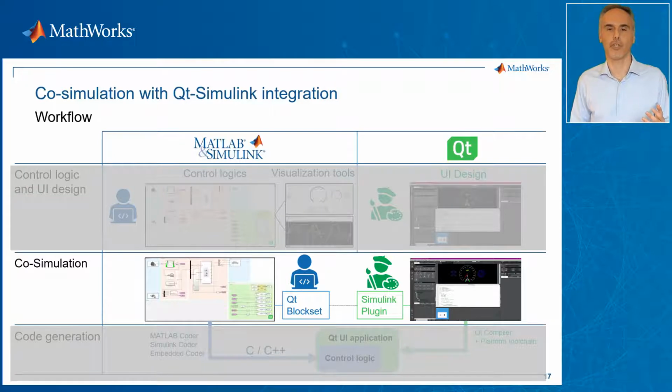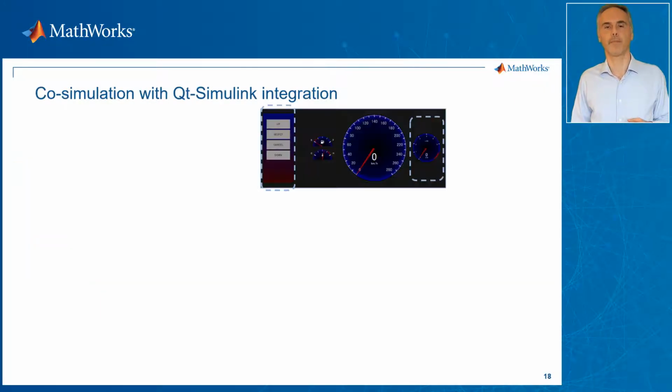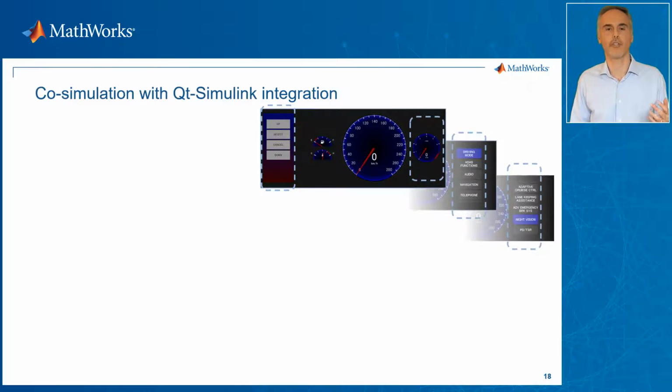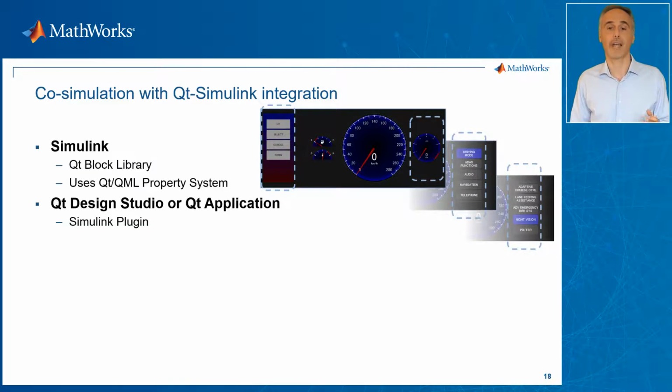And after the control logic and the UI design have been developed and verified as standalone components, it's now time to verify how the logic and the UI work together. In this example, consider an application that changes the display contents and provides multiple lists of operations to be selected by the user. The Qt company and MathWorks have provided a dedicated Simulink library and a specific plugin in Qt Designer that enable the business logic in Simulink to be simulated with the Qt UI. The data binding is done through the Qt property system.